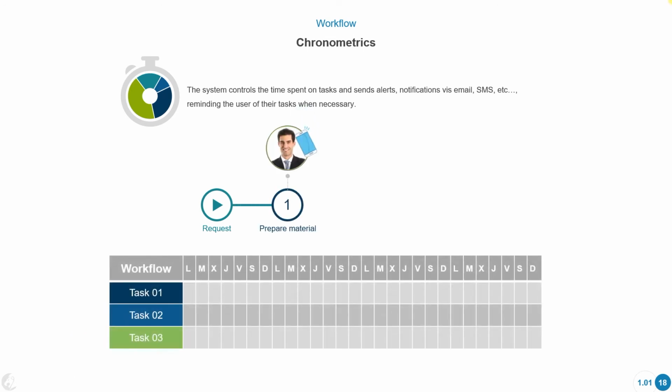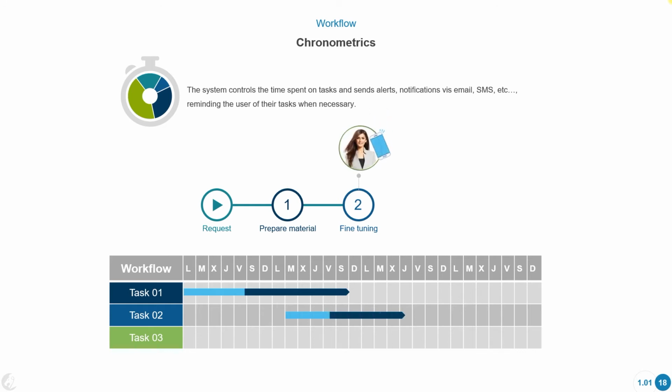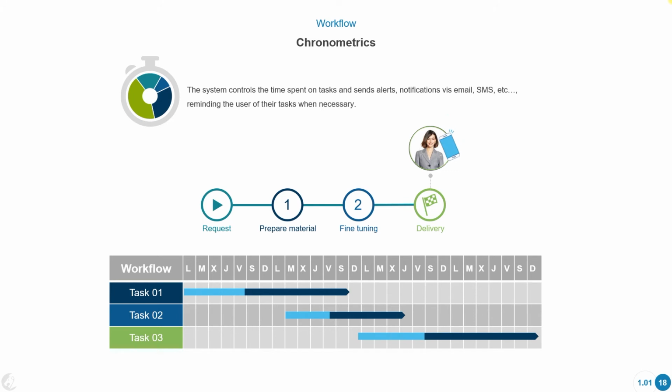Besides, the system is always going to control all the time that's spent in all these activities and tasks, and it's going to be able to send us alerts and notifications via email, SMS, and so on. Okay, so it's going to be able to remind me of what I have to do at every moment. Obviously, this is not like an alarm clock. It's not something I have to program initially, it's totally dynamic. So, for example, let's say I need to answer my students in less than 24 hours. The system is going to warn me.